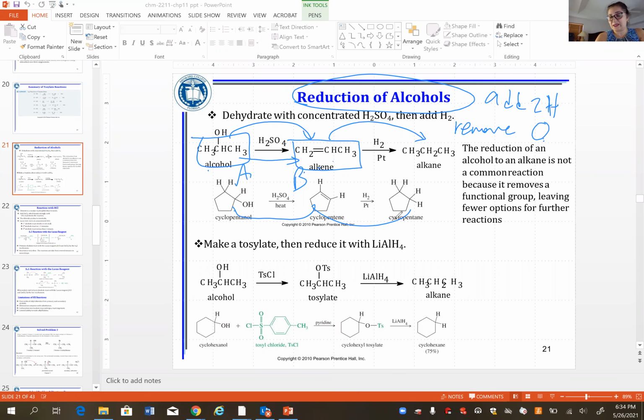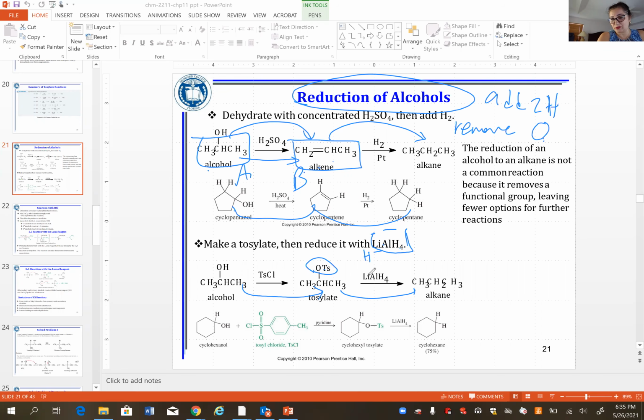The other method that I mentioned on the previous slide, when we had that table, is you tosylate the alcohol. When you have OTs, you bring in hydride ion. One of the most reactive hydrides is lithium aluminum hydride. The other one would be sodium borohydride. So you add the lithium aluminum hydride, and the hydrogen replaces OTs. This is an indirect reduction again. First you do tosylation, and then you replace the OTs with the hydride ion.